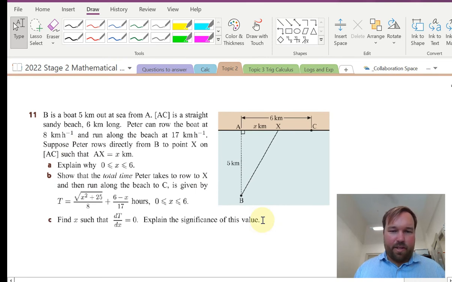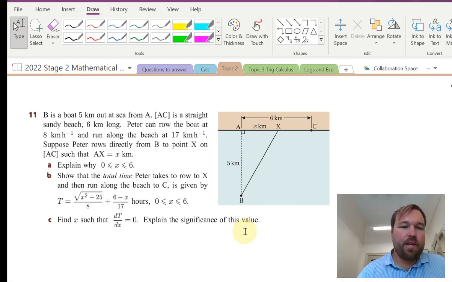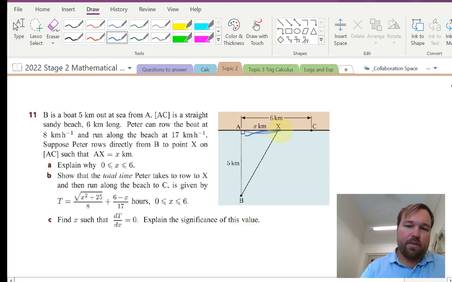All right, 11. A boat is 5 kilometers out to sea. Cool. AC is a straight line. OC is a straight sandy beach, 6 kilometers long. Peter can row at a rate of 8 kilometers per hour and run along the beach at 17 kilometers per hour. Well, Peter's quick. Suppose Peter rows directly from A to B, from B to X on AC, such that AX is x kilometers. Lovely. Explain why x is greater than or equal to 0 and less than or equal to 6. It's the length of the beach? Like he can't land off the beach?